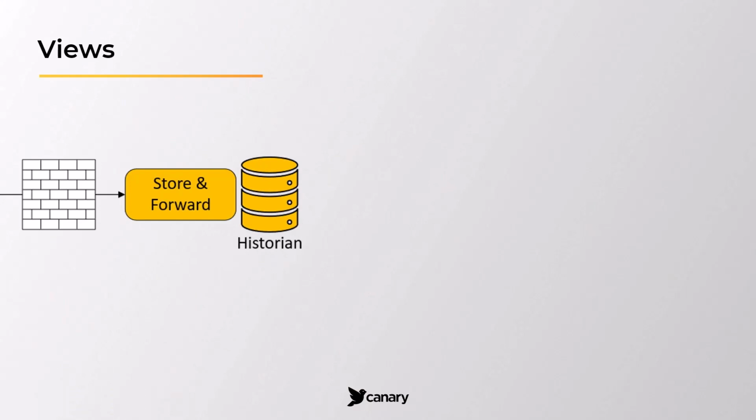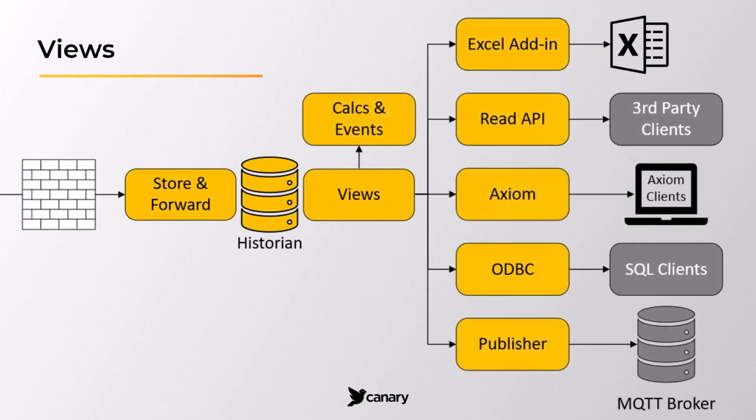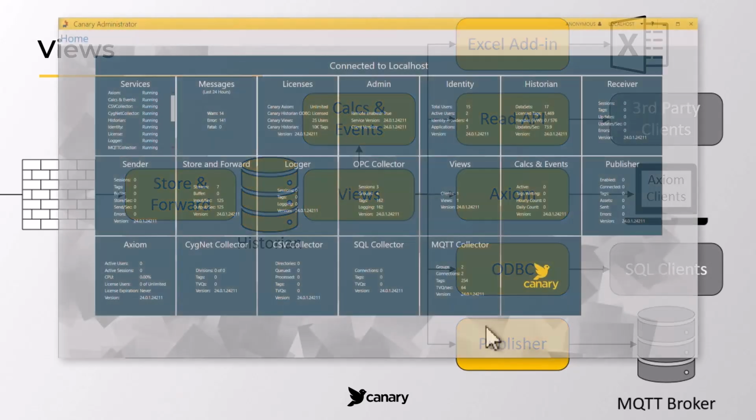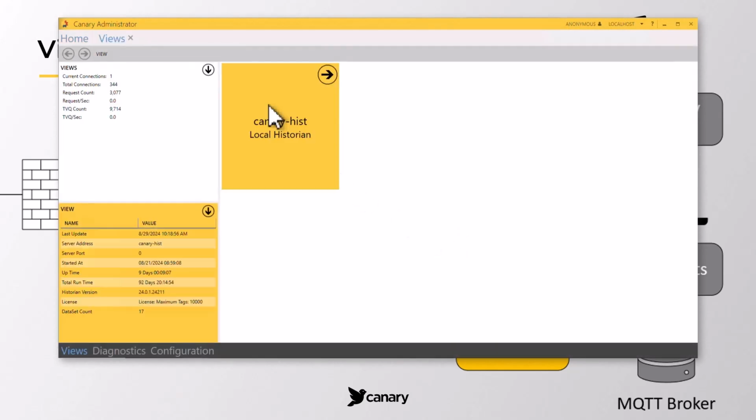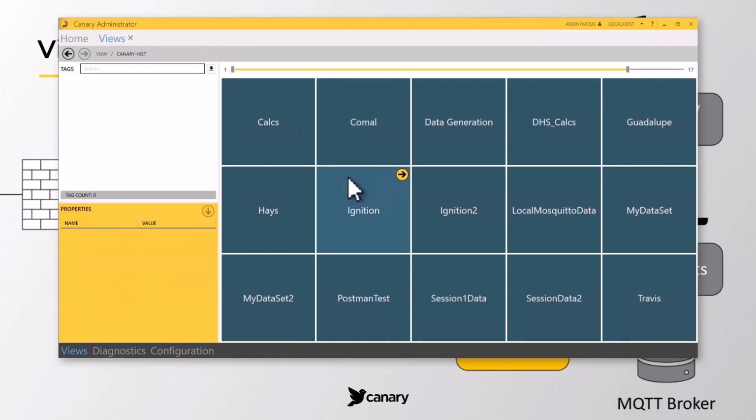Once data arrives in the historian, it is available for any client needing to consume it, provided they have access. The view service acts as the gateway to the historian, handling the data requests that come from the client. By default, the view service contains a local historian view that allows users to browse for tags across all datasets. For some customers, this may be all that is needed.